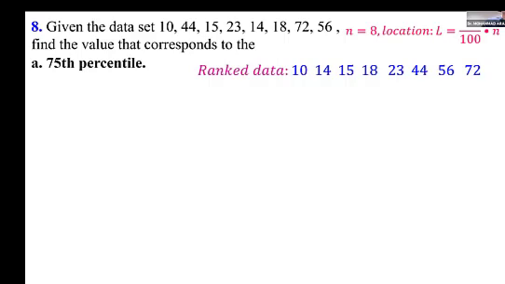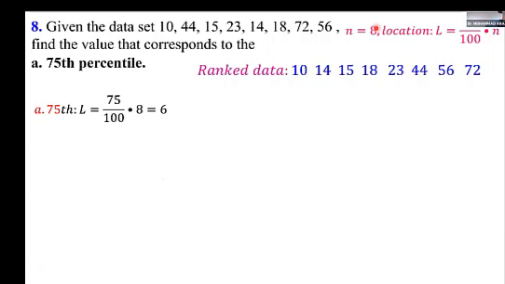And this locator k over 100 times n really means whatever this number is, 0.75 times 8. That's the meaning of this locator. So you don't want to be confused by this methodology. Simply, 75th percentile means 0.75 multiplied by 8.